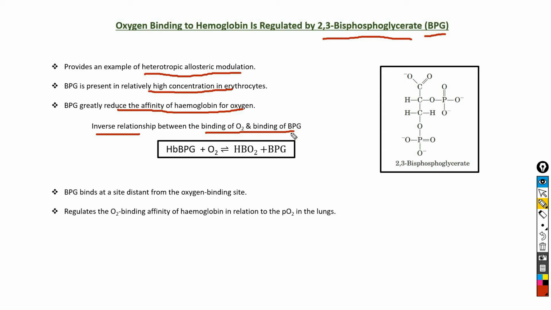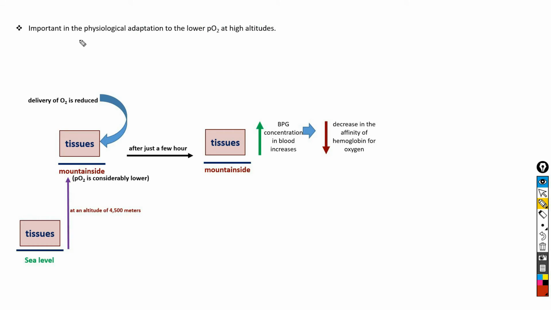Oxygen and BPG bind at different sites on hemoglobin. Means BPG binds at a site distant from the oxygen binding site, and BPG regulates the oxygen binding affinity of hemoglobin in relation to PO2 in the lungs. BPG plays an important role in the physiological adaptation to the lower PO2 at high altitudes.